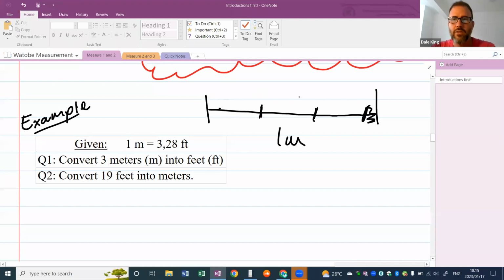Okay, so if I, for example, said I wanted to convert 2 meters, if you understand this already, that 1 meter is 3 feet and a little bit, if I say to you, what is 2 meters?